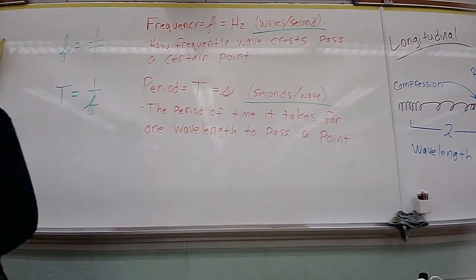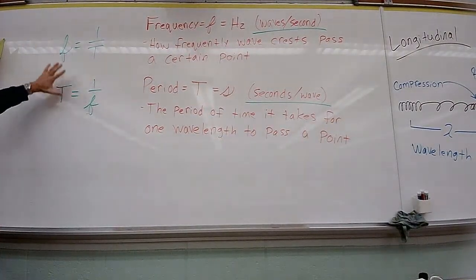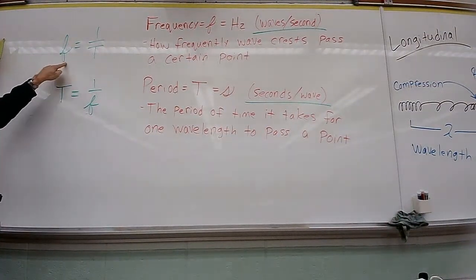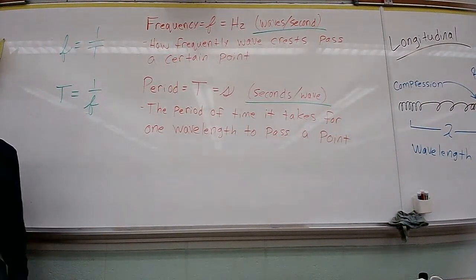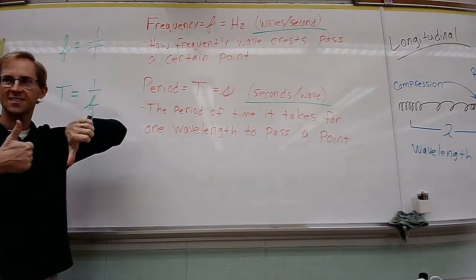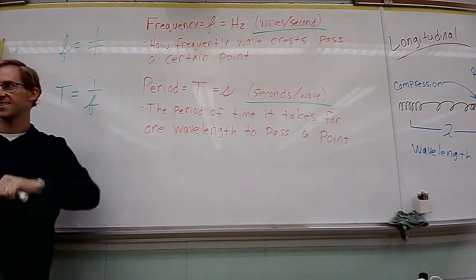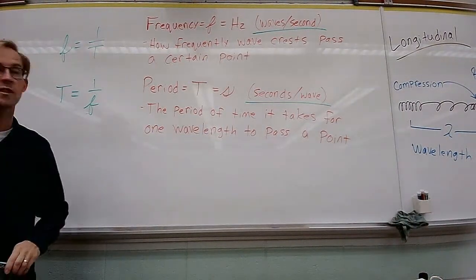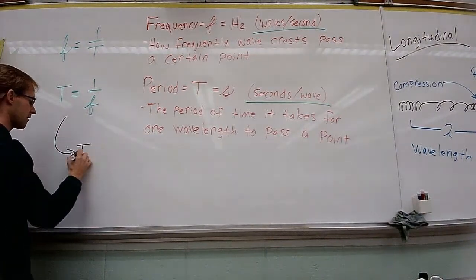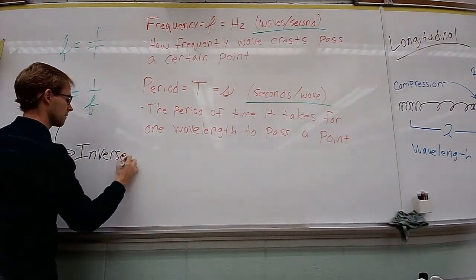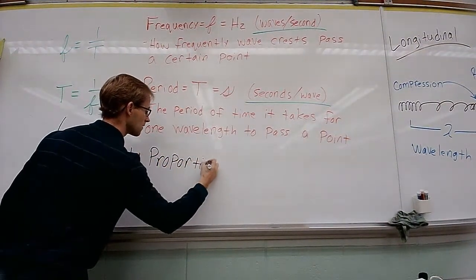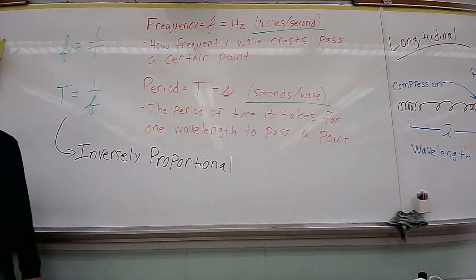Now in math, we have a term, a way to describe this kind of relationship. If you've got two different things you're looking at, period and frequency, and when one goes up, the other goes down, anybody know what we call that relationship? It starts with an I. Yeah, they are inversely proportional. So it's a term that you should be familiar with. As one goes up, the other goes down.